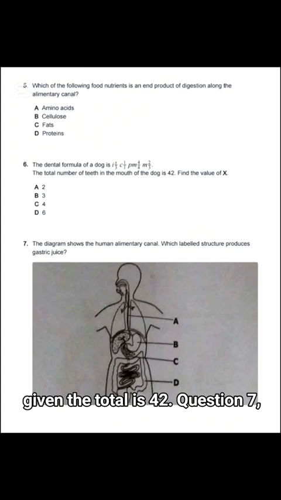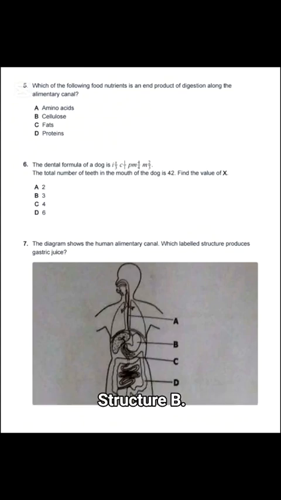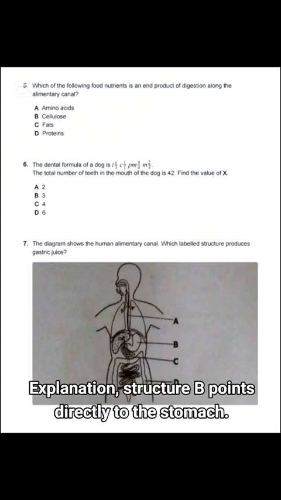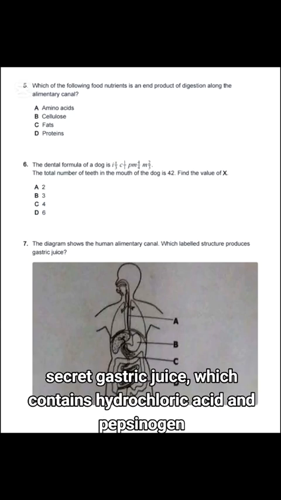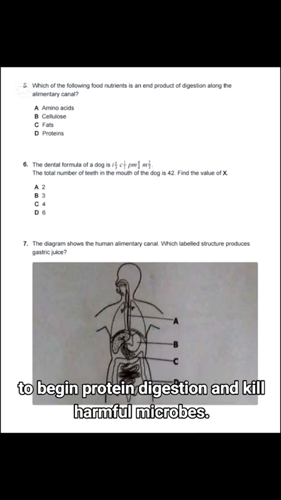Question 7. Answer: B. Structure B. Explanation: structure B points directly to the stomach. The gastric glands located in the inner muscular mucosa walls of the stomach secrete gastric juice, which contains hydrochloric acid and pepsinogen, to begin protein digestion and kill harmful microbes.